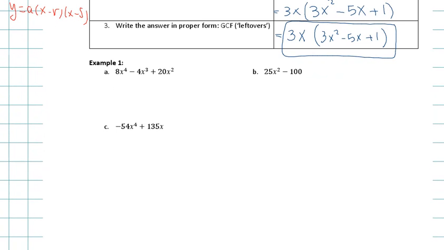4. That's right, because 8 is divisible by 4, 4 is divisible by 4, 20 is divisible by 4. Right? They're all divisible by 4. Good. Do I have any common letter? Yes. X. What would? X squared. It will be x squared, because x squared is the lowest exponent. Make sense? Okay, so that means my common factor is 4x squared. You're going to open bracket, and then you're going to divide each term by 4x squared.